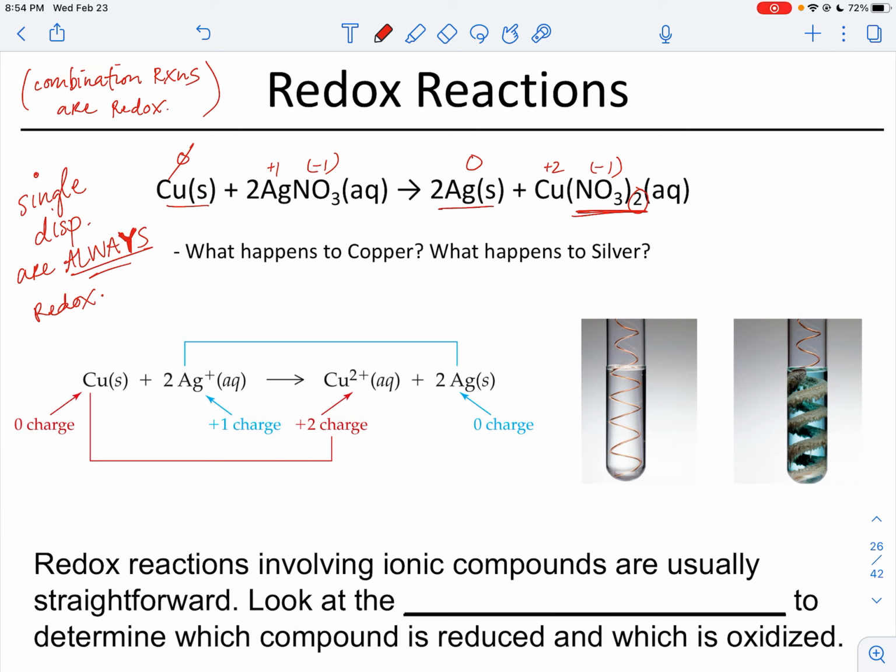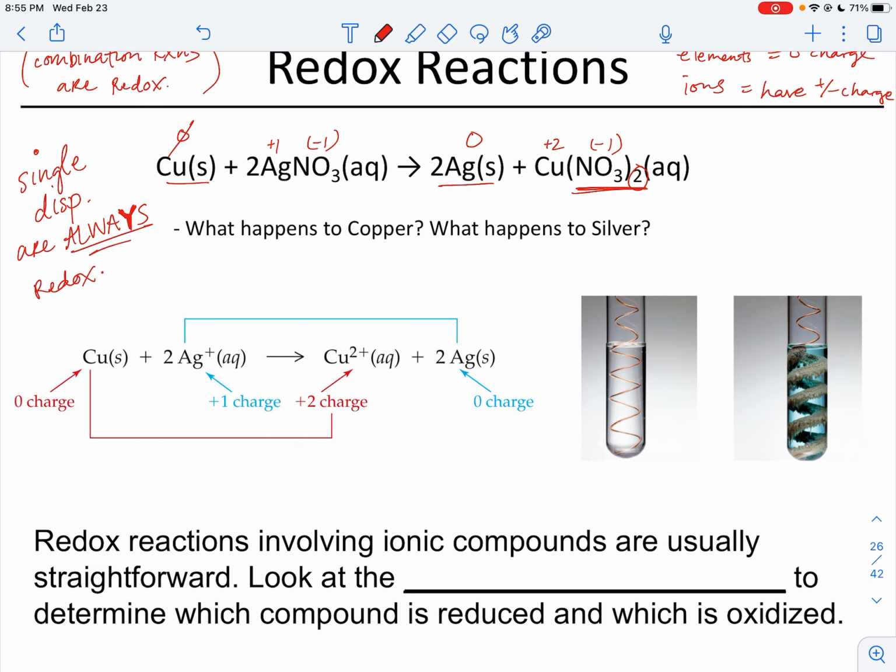This brings up a good point if you're confused about why this is. Elements have 0 charge. Ions have a positive or negative charge. Elements, no charge. Ions are what carry charges. So that's what happens to copper, and that's what happens to silver.